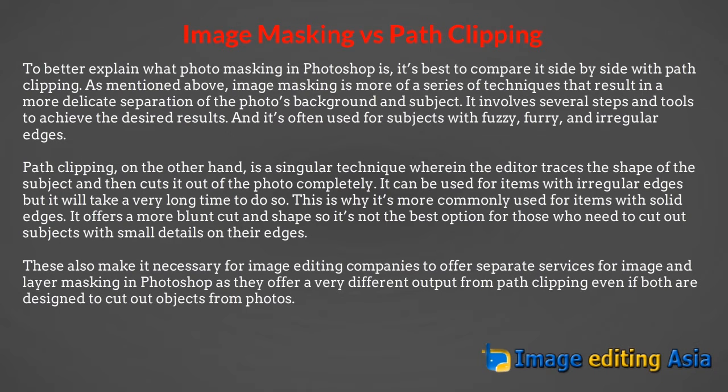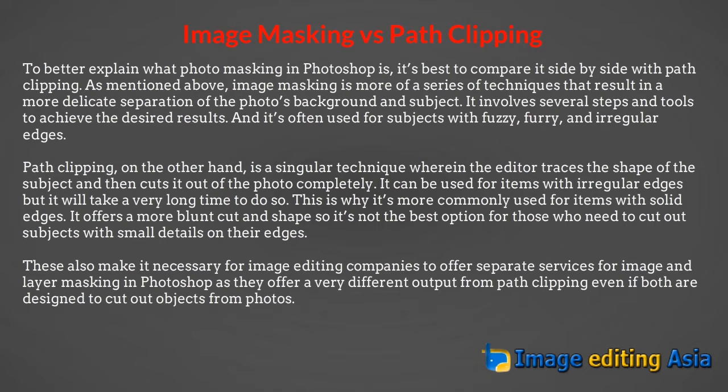Image masking vs path clipping. To better explain what photo masking in Photoshop is, it's best to compare it side by side with path clipping. As mentioned above, image masking is more of a series of techniques that result in a more delicate separation of the photo's background and subject. It involves several steps and tools to achieve the desired results. And it's often used for subjects with fuzzy, furry, and irregular edges.